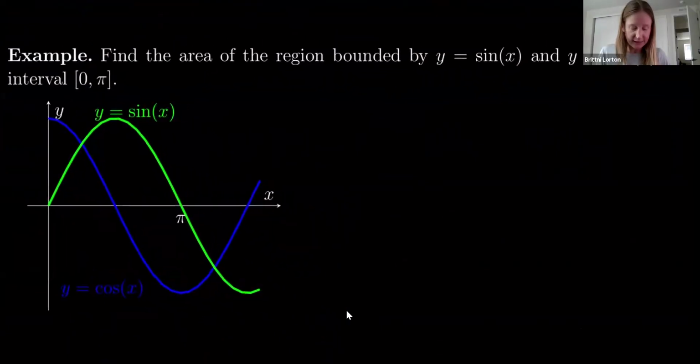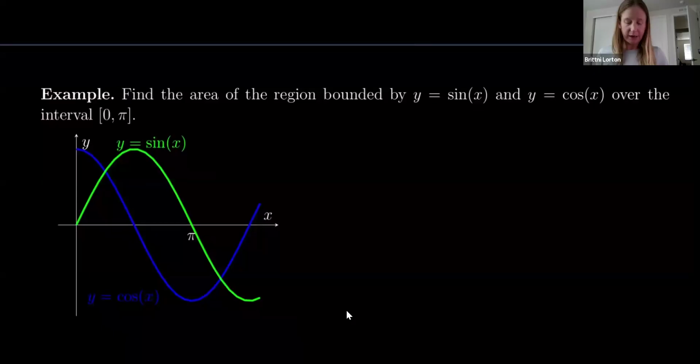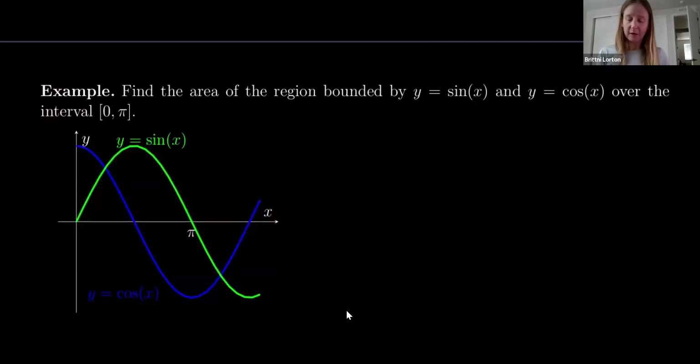So here's another example. I've got: find the area of the region bounded by y equals sine of x and y equals cosine of x over the interval from 0 to pi. So I've got these graphs here for you, and then we're going to try to find the shaded region. Here I haven't shaded in the region yet. I want to point out that it's asking me to go from 0 to pi. So here is my x equals 0, and here is my x equals pi.